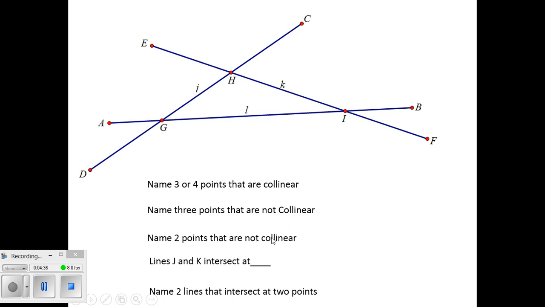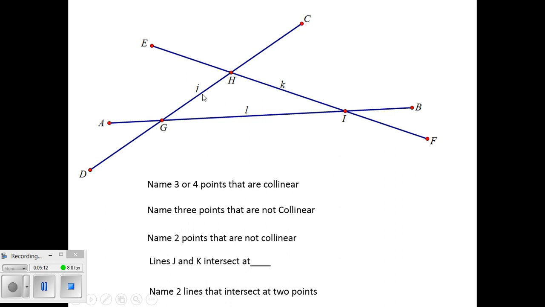Name 2 points that are non-collinear. Can't be done. You might say E and C are non-collinear. No. There is not a line shown through EC, but there is a line that can be drawn through EC. So any 2 points will always be collinear. If more than 2 points are collinear, then they all have to be on the same line. If 3 points are non-collinear, then they are what we call coplanar. Name 2 points that are not collinear. It can't be done, as I said.